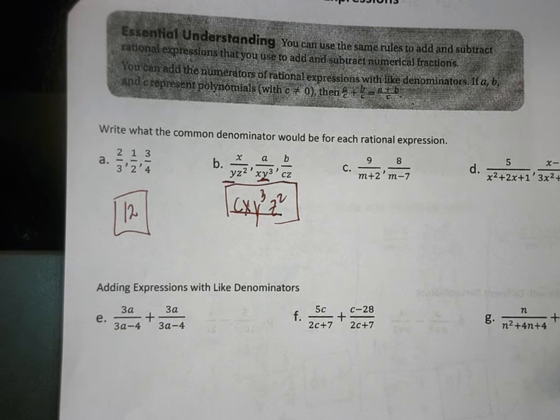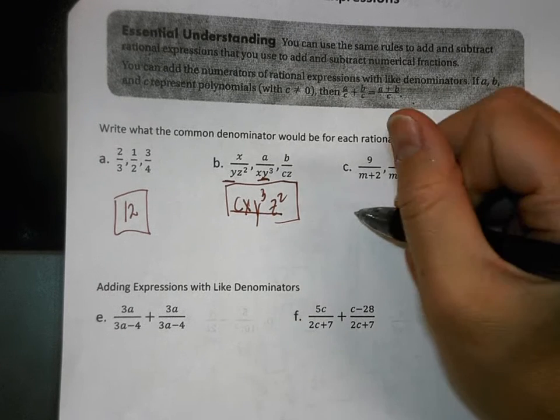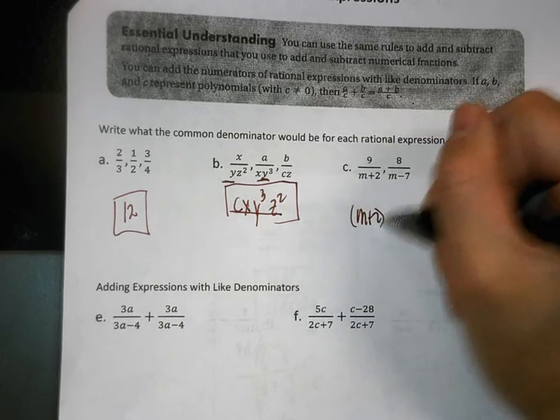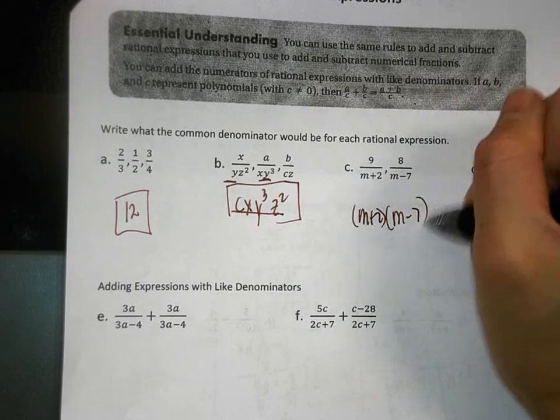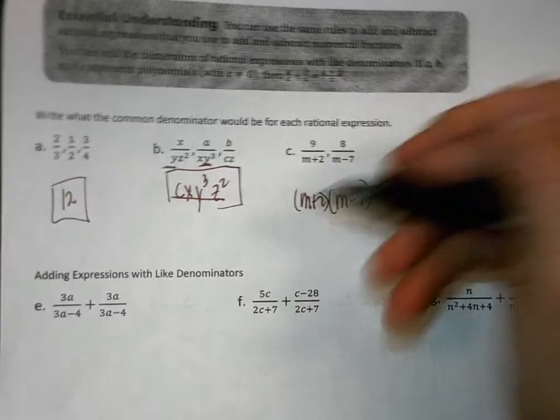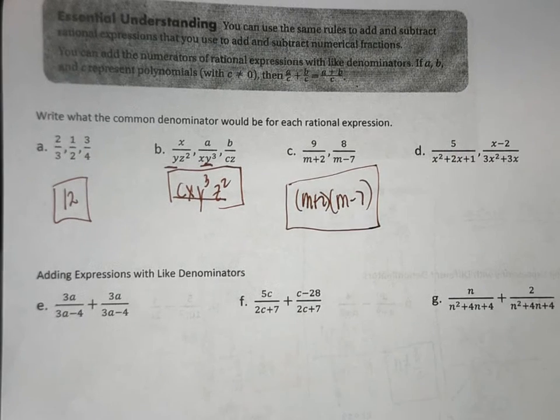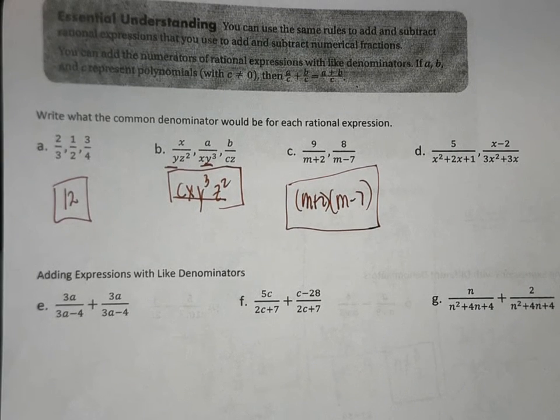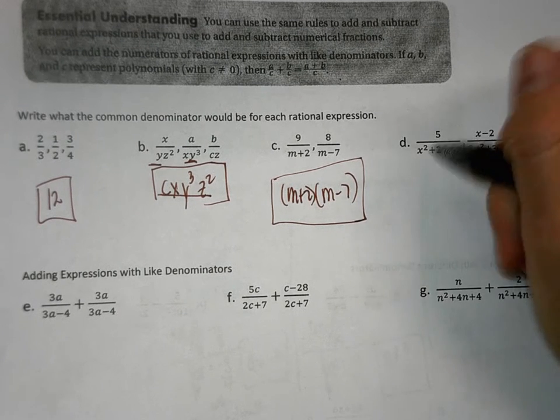M squared minus 5x minus 14. Or we could just write it as m plus 2, m minus 7. That would work. But yes, you also would need to know how to multiply it back out sometimes, depending on what the answer choices are. What would I have to do on D in order to figure out the common denominator? Factor them. Very good.